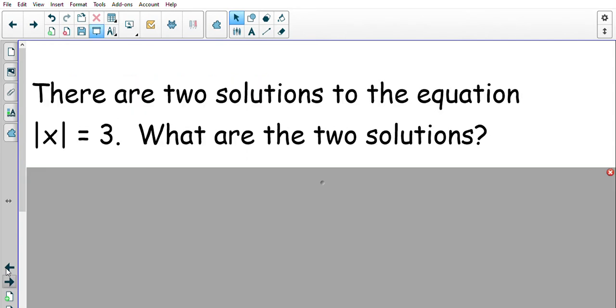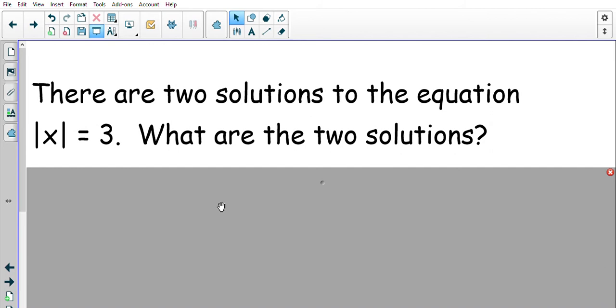All right, next question here is not in the guided notes, but this is a really important one for us, so pay particular attention to this. Because if I remember correctly, on your mid-unit quiz, you have something similar to this question. It says there are two solutions to the equation, the absolute value of x equals 3. What are the two solutions? Pause the video and think about that.